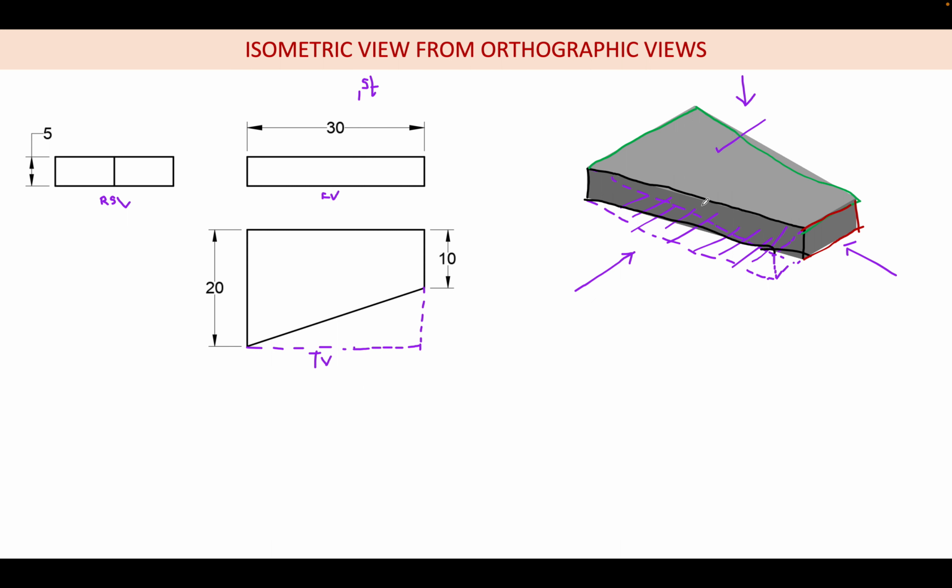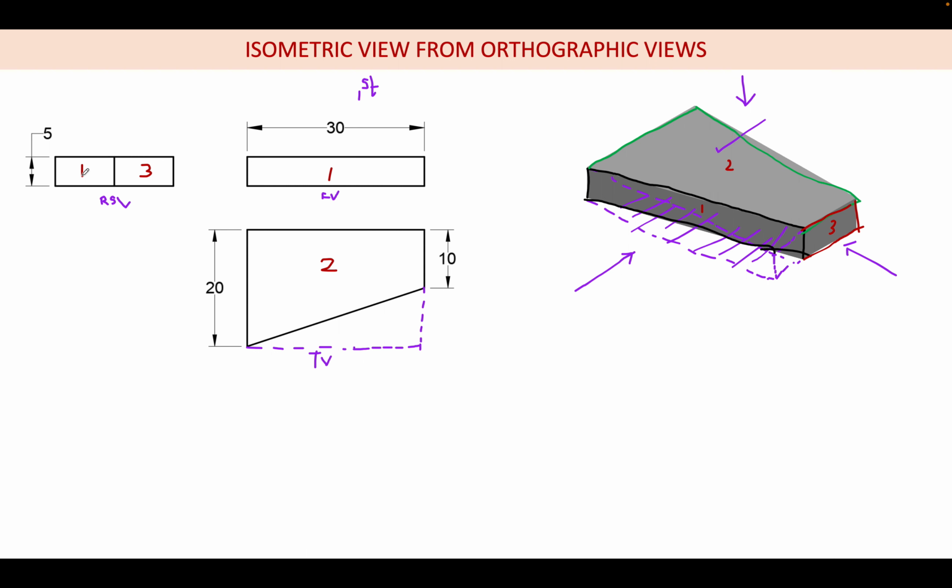If I number, this is my surface 1. In front view, this will be surface 1. If I say this is surface 2, it corresponds to the top view. If I say this is surface 3, in side view this will be my surface 3 and this will be my surface 1. That is how we are drawing.